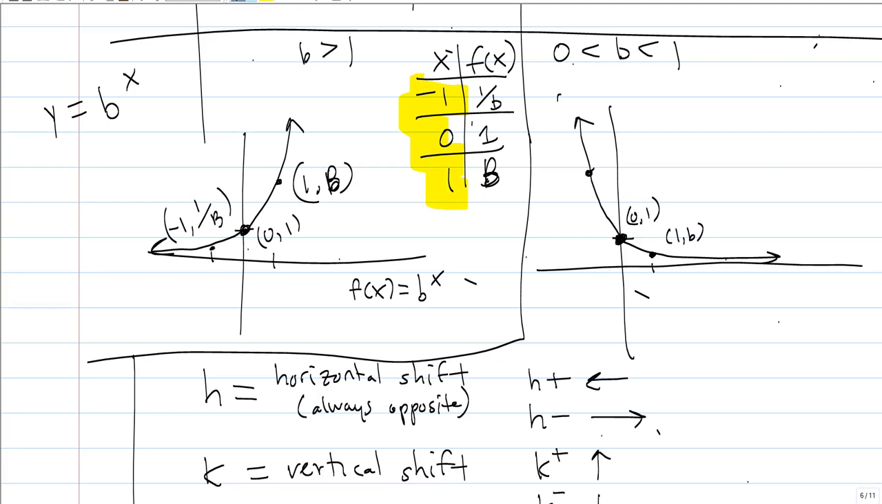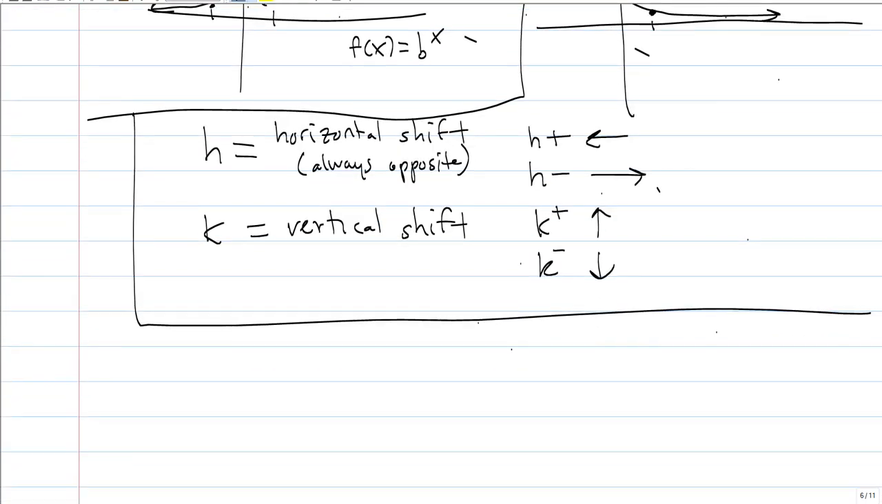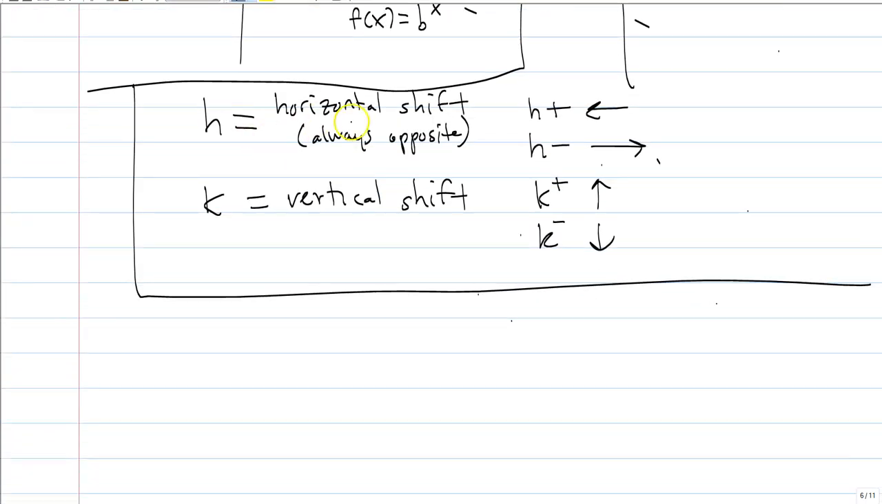What else do we add to that? Well, we're going to have some shifting. We're going to have some H, we're going to have some K, we're going to have some A. Okay? Well, really, once again, the A is not going to show up much. So what do you have to know? H is the horizontal shift.